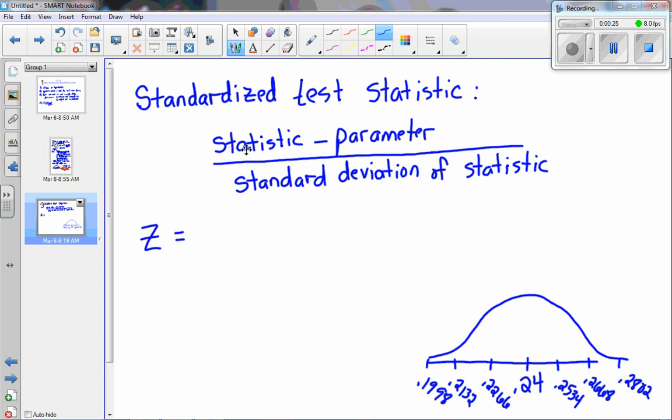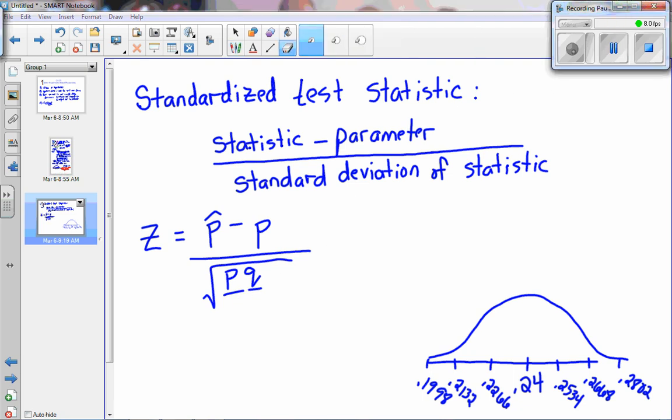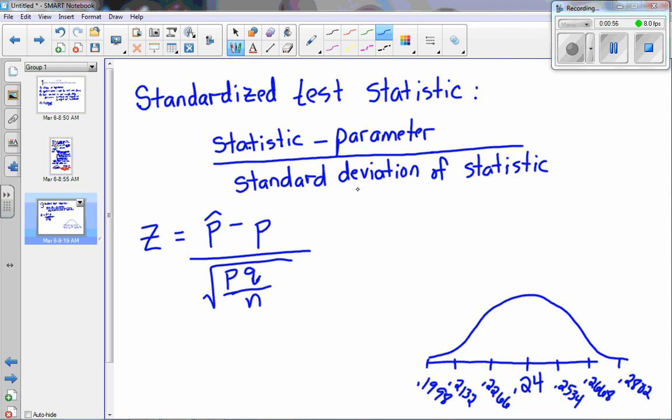And to calculate that, you take your statistic, which is p hat, minus your parameter, which is p, divided by the standard deviation of the statistic, which is the square root of p times q over n. All right, so this is your test statistic, and again, I'm just following this formula. Later, we're going to do some other tests that won't be with a z, so that's why we need this formula. So some of these things will change when we're doing different problems.